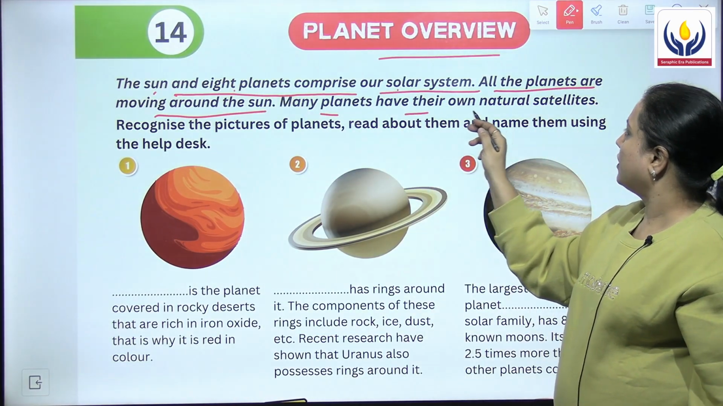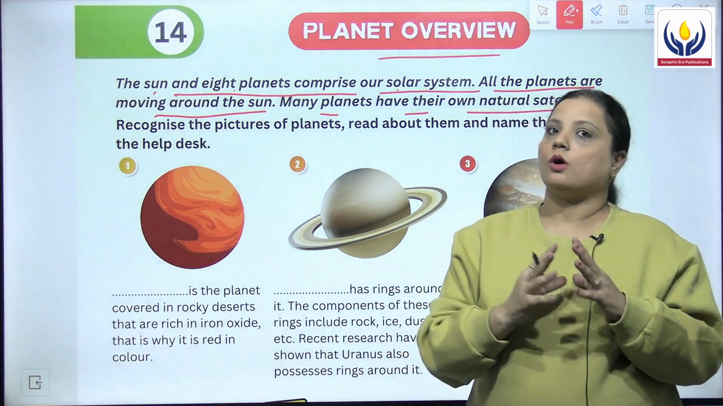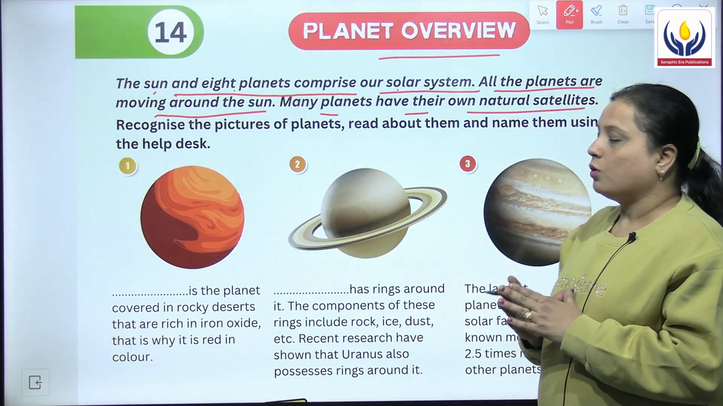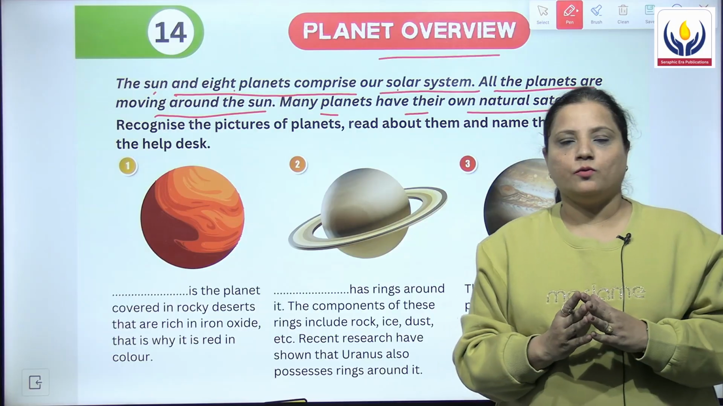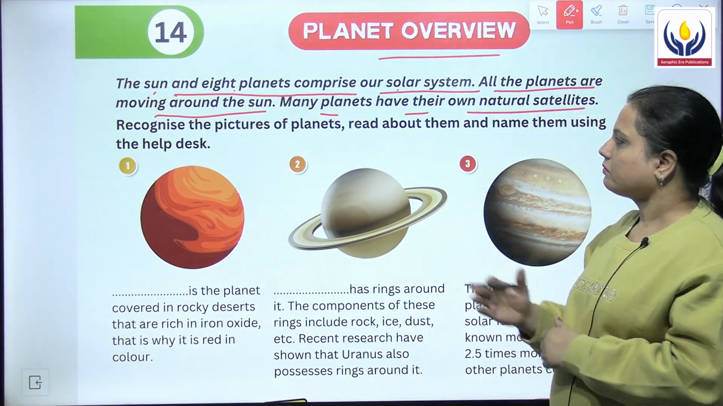Many planets have their own natural satellites. You know, they have something in common, that is they have their own natural satellites. What is the natural satellite of our Earth? It is the moon. We have one moon as our natural satellite.